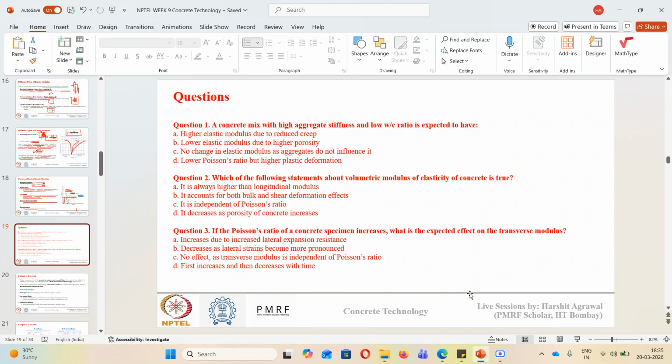The first question says: a concrete mixture with higher aggregate stiffness and lower W by C ratio is expected to have what? There are four options. Tell me the right option. So the concrete has higher aggregate proportion and lower W by C ratio. What will be the correct answer?